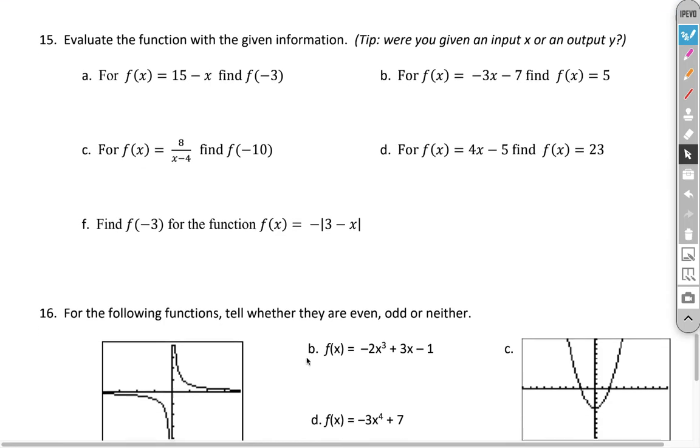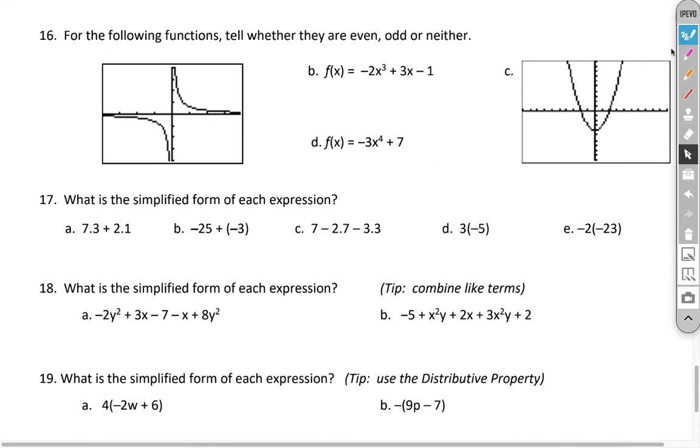All right, now we need to look at these and determine if they're even, odd, or neither. Well, if we're looking at pictures, remember if it looks the same upside down, it's odd. Well, this one would look the same upside down, right? So this one's odd. Let's go ahead and look at the other picture. If it can fold over the y-axis, it's even. Well, this one has symmetry down the y-axis, so this one is even.